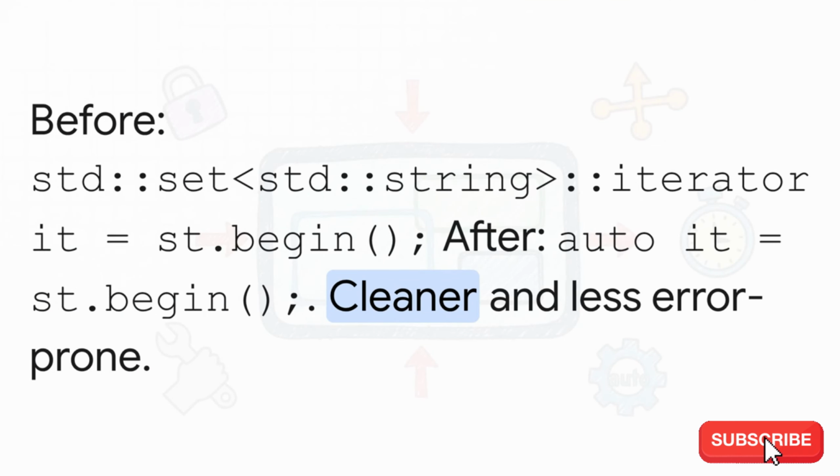Before auto, if you wanted to declare an iterator for a set of strings, my gosh, what a mouthful. It's long, it's tedious, and it's so easy to make a typo. Now, with auto, it's just auto it equals st.begin. Done. The compiler knows the type, so you don't have to spell it out. It's cleaner, it's simpler, and you're way less likely to make a mistake.